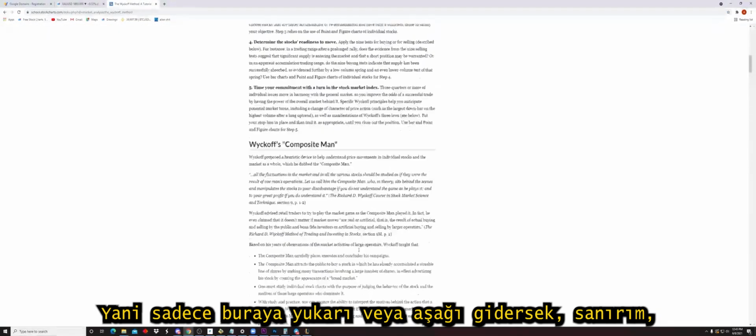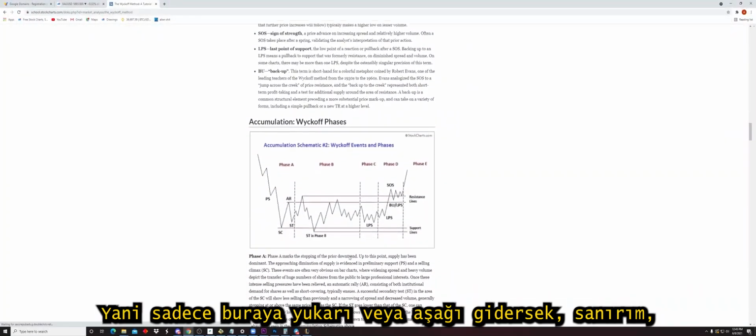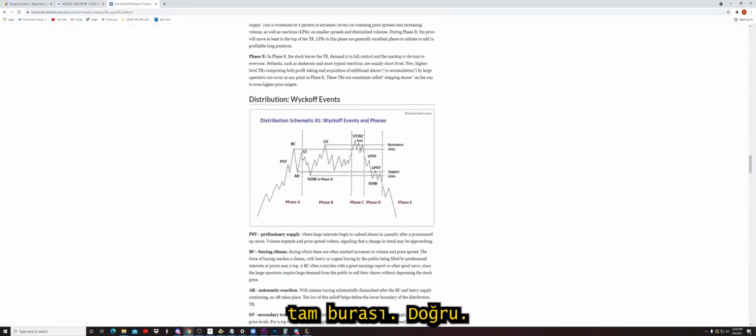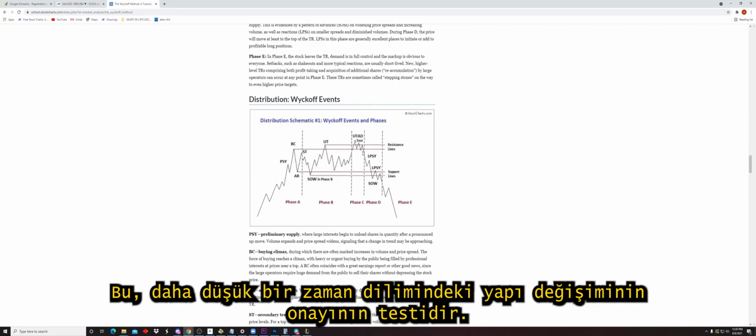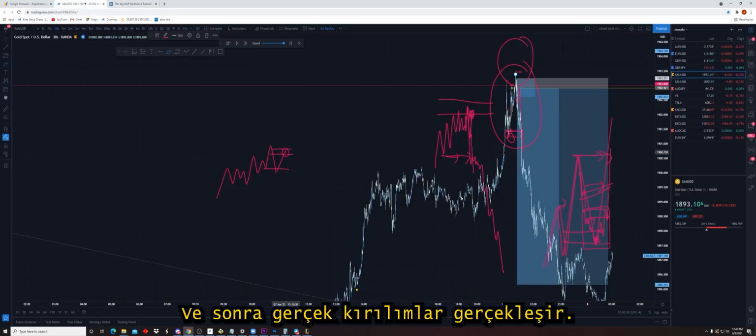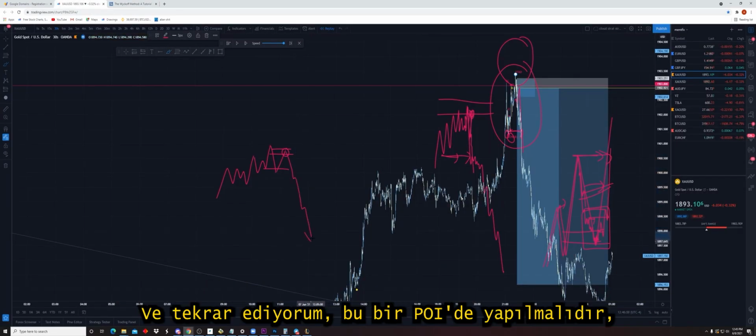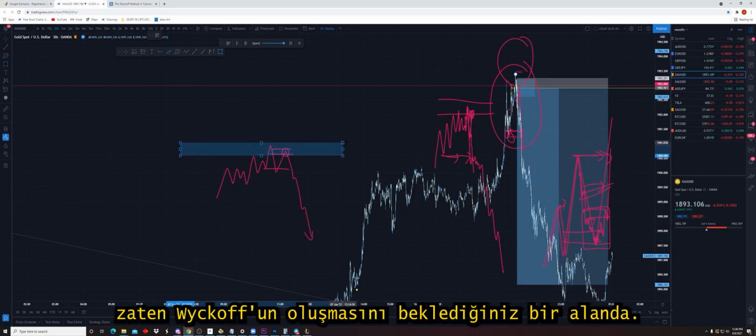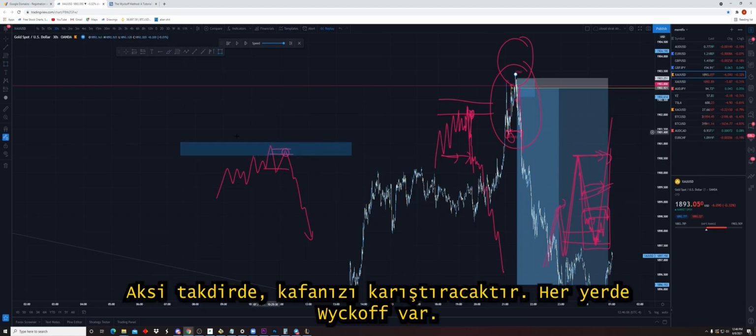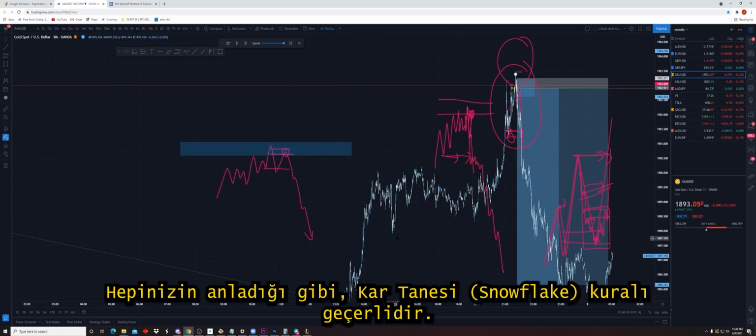Just flip that. So if we just go up here, or down, I guess, right here, right? That's the test off of the confirmation of the shift in structure on a lower time frame, and then the real breaks happen, right? And again, that should be done in a POI, an area where you're already expecting Wyckoff to occur. Otherwise, it will screw with you. There's Wyckoff everywhere, as you all understand. The Snowflake rule stands true.